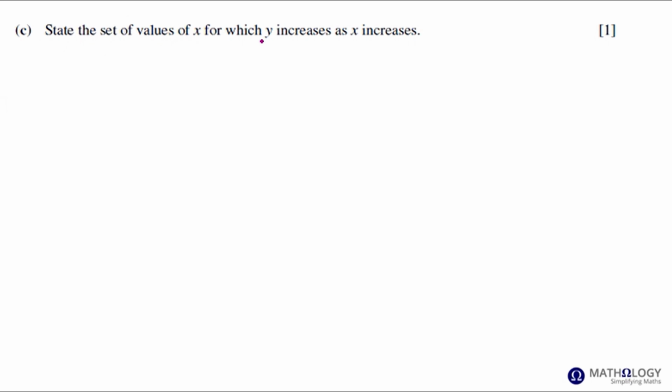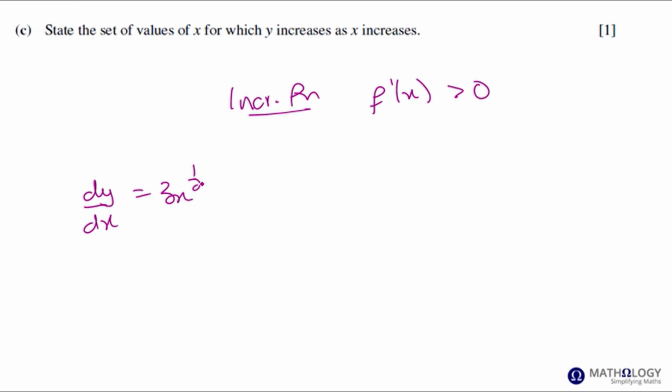State the set of values of x for which y increases as x increases. So we're talking about an increasing function. And this happens when the gradient function is greater than 0, when the gradient function is positive. So dy/dx, or f prime x, whichever way you want to look at it, 3x to the half minus 3x to the minus a half, this expression must be greater than 0 for the function f to be increasing, or for the curve to be increasing.